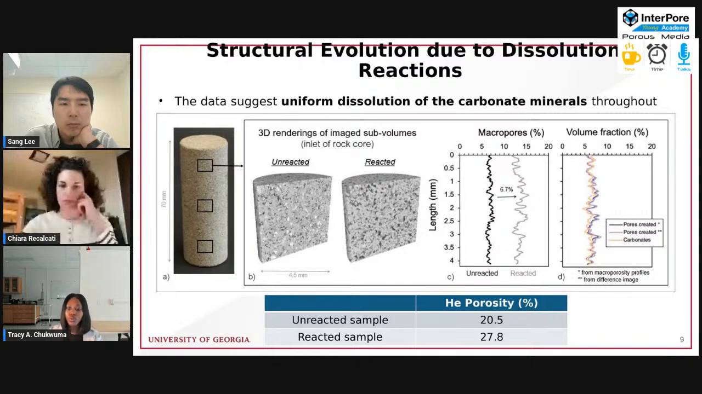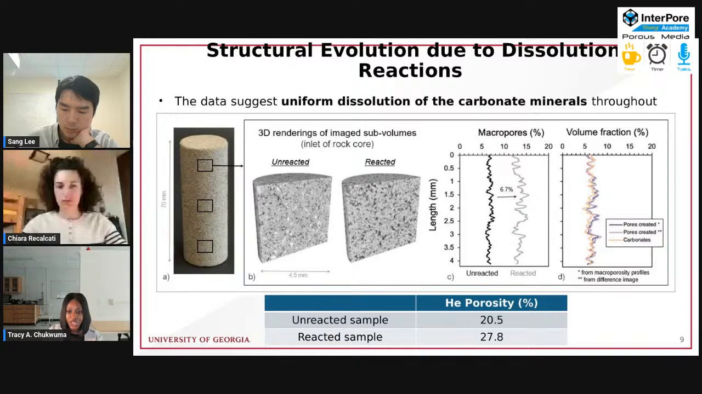Then we also calculated slice-by-slice porosity analysis for pores created, which we calculated from the differencing method I introduced earlier. So the differencing method was used to create one pores created profile, while the second way we calculated the pores created was subtracting this slice-by-slice porosity profile for the unreacted and the reacted from each other.